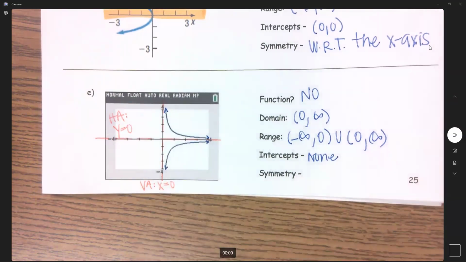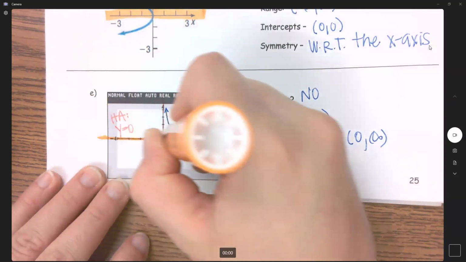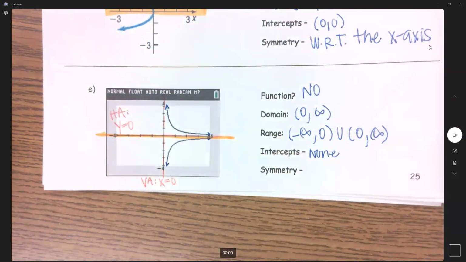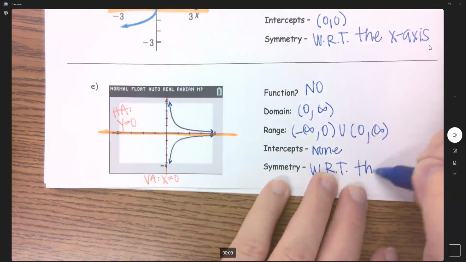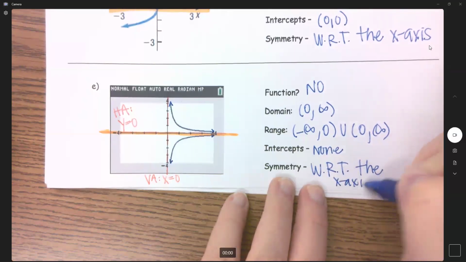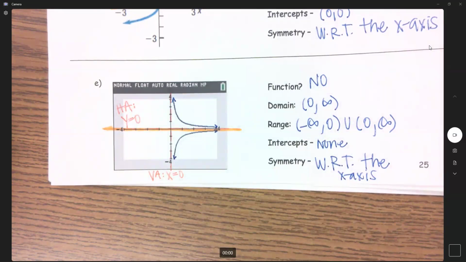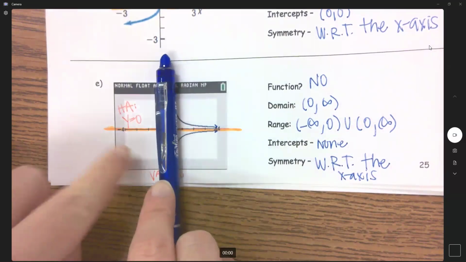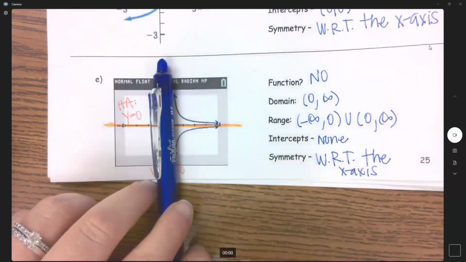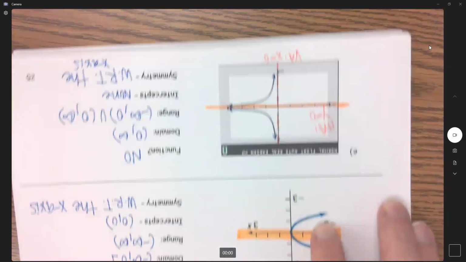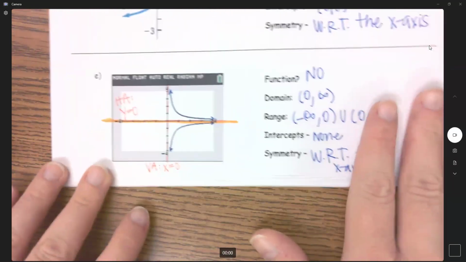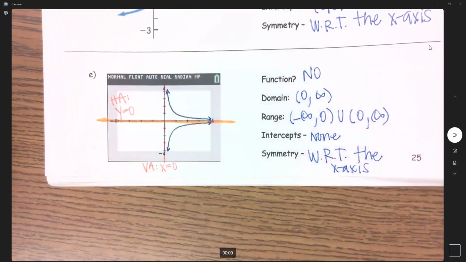And then symmetry. Does it have x-axis symmetry? Does the top mirror the bottom? Yes, right here, this top mirrors the bottom. So we have symmetry with respect to the x-axis. Do we have y-axis symmetry? Nope, the left has none. The right has some stuff, so it's not the same on both sides. And then if you flip it, that is not the same because now these graphs are on the left side and they started on the right side here. So just symmetry with respect to the x.